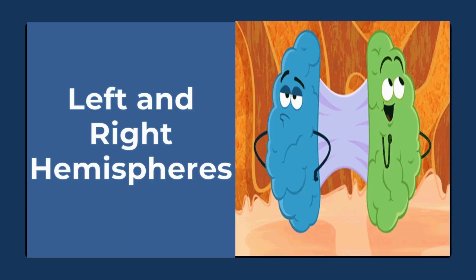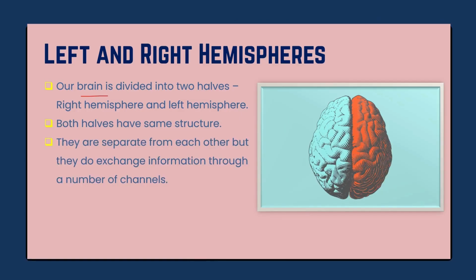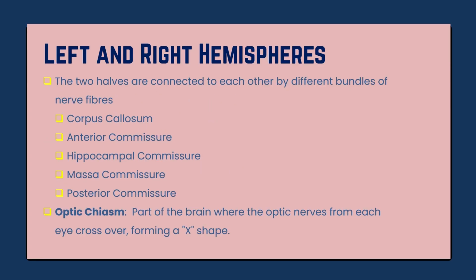Okay. First, before we delve into what is brain lateralization, let's look at the left and right hemispheres of the brain. Our brain is divided into two halves, right hemisphere and left hemisphere. They have exactly the same structure. Same cranium covering it, same meningeal layers, same cerebrospinal fluid, same cortex, midbrain and hindbrain, right? They are separate from each other, but they do exchange information through a number of channels. So even though they are separate, they have modes or channels for exchanging information. And which are those channels?